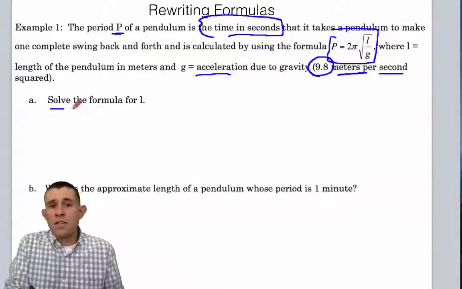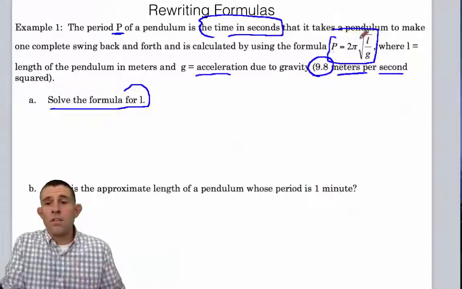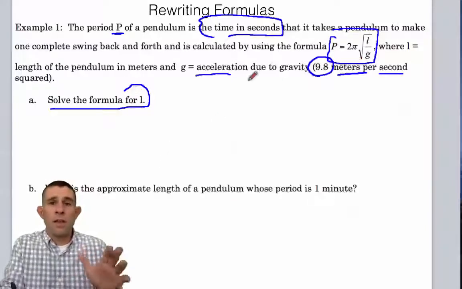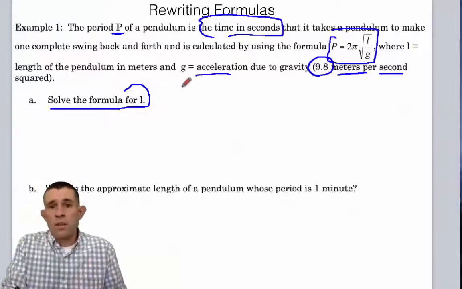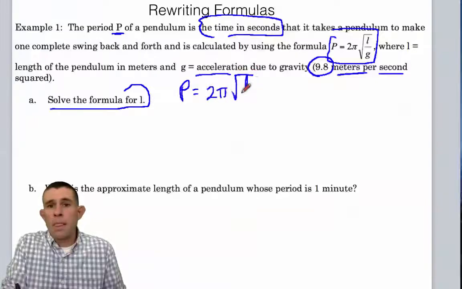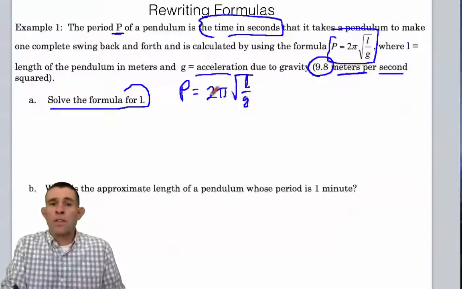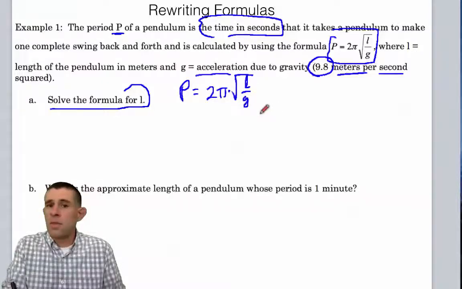So our first task is to solve this formula for L. In other words, we want to rewrite this formula here in terms of L. Get L on one side of the equal sign and everything else on the other. So let's start off by rewriting our formula. Now, we see that 2 pi is attached to that square root of L divided by g. I want to start off by dividing both sides by 2 pi.